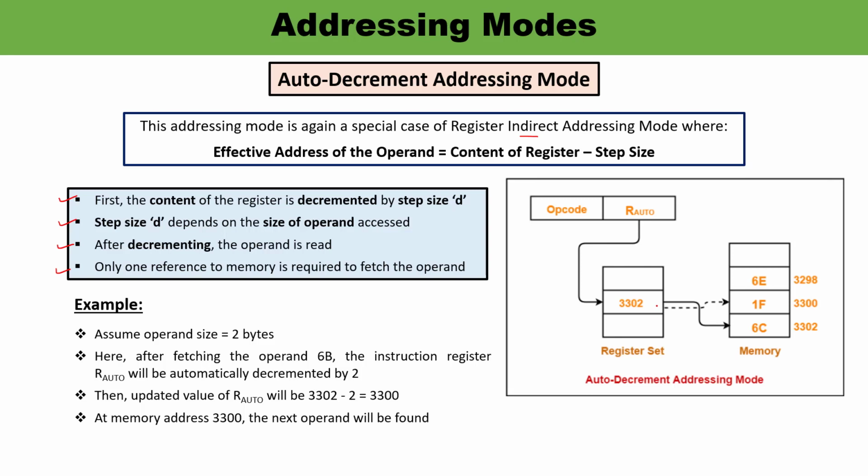As you can see here, this pointer points to location 3302 where the operand is 6C. Right? The operand size is 2, so after fetching the operand 6C, this register R auto will be decremented by 2. So 3302 minus 2 comes out to 3300. Now it will point to this address from which the next operand, which is 1F, will be fetched. So this is how auto decrement addressing mode works.